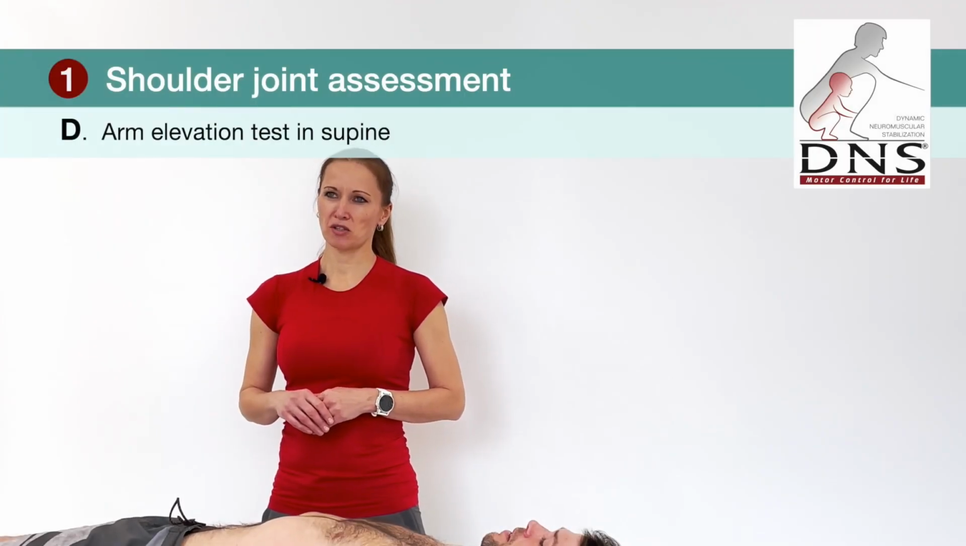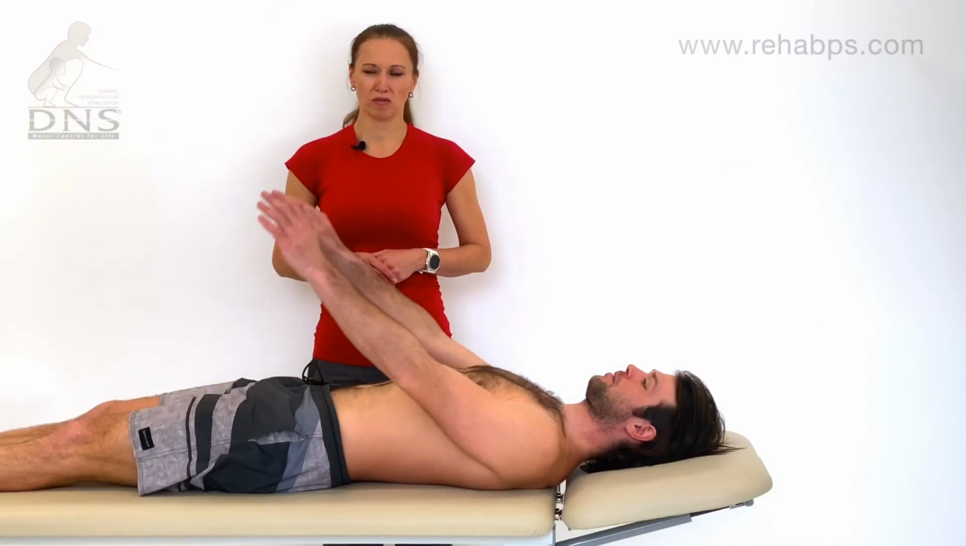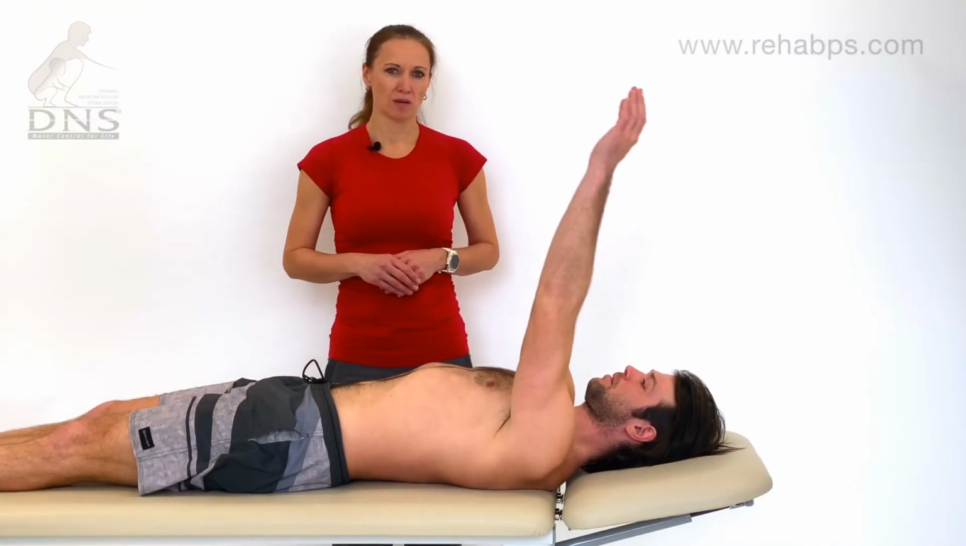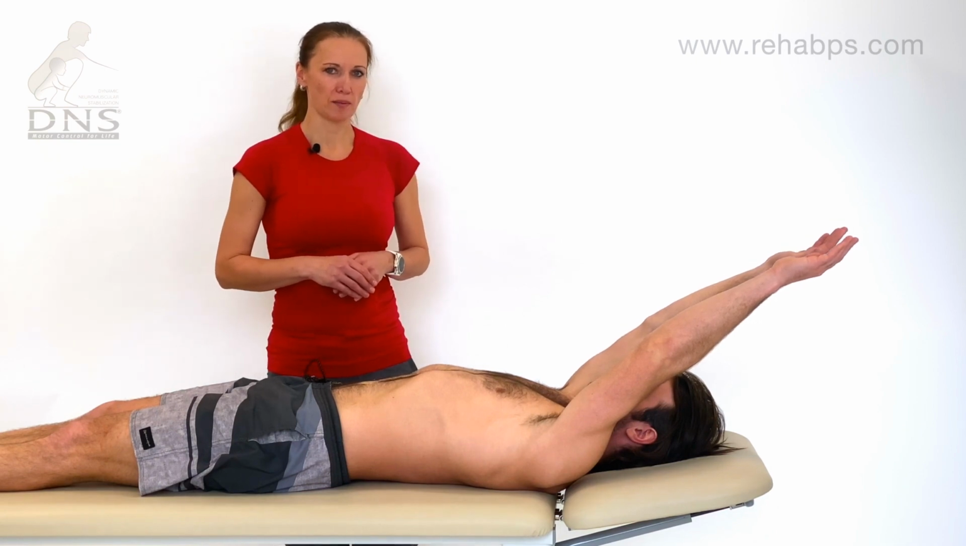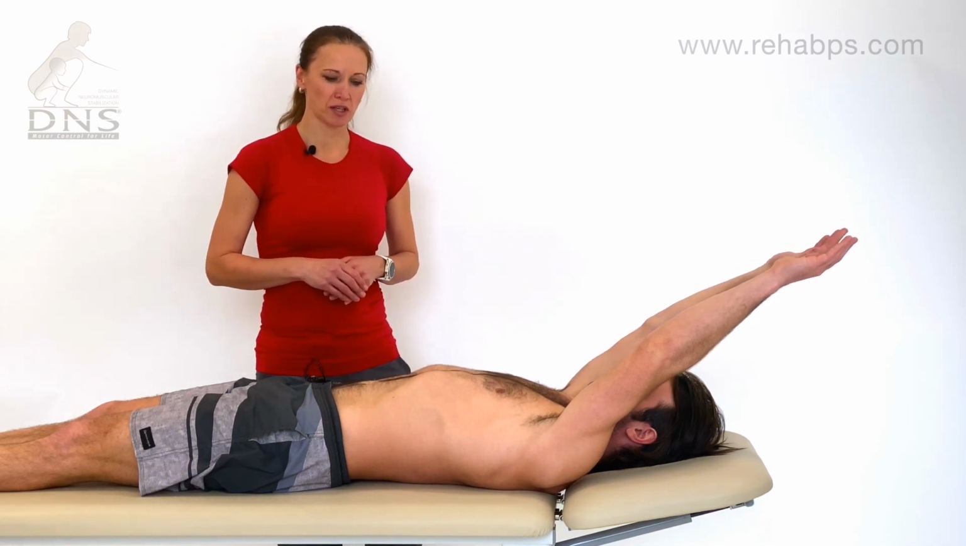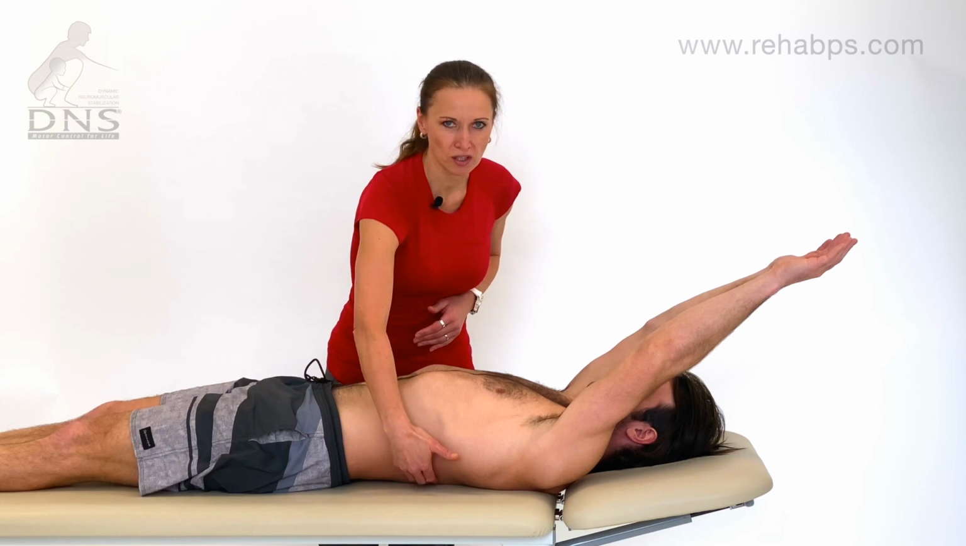Another test is arm elevation in the supine position. We ask the patient to slowly raise his arms to approximately 120 degrees of flexion. Observe not only the course of movement, but also the position and movement of the chest.